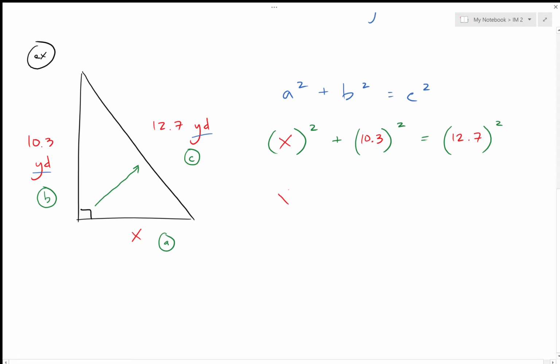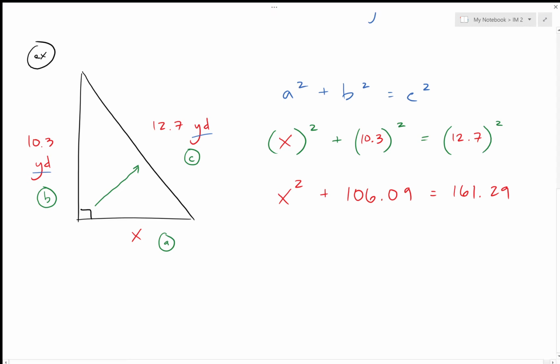Now X squared is just X squared, plus, let's see, 10.3 squared is going to come out to 106.09, and we're going to leave it with two decimal places. We're going to round to the hundredths today, equals, and 12.7 squared is 161.29.